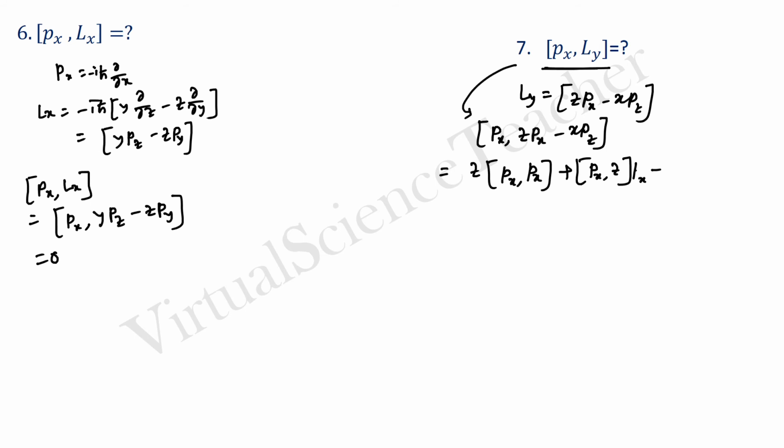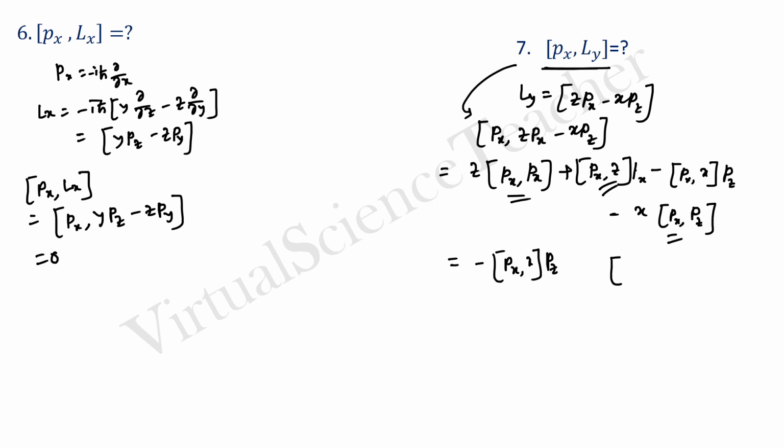This gives us px x, pz minus x, which comes out as px pz. The first term will be 0, since px and pz commute perfectly, that means px z is 0. This will again be 0, and the third term remains, that means minus px.